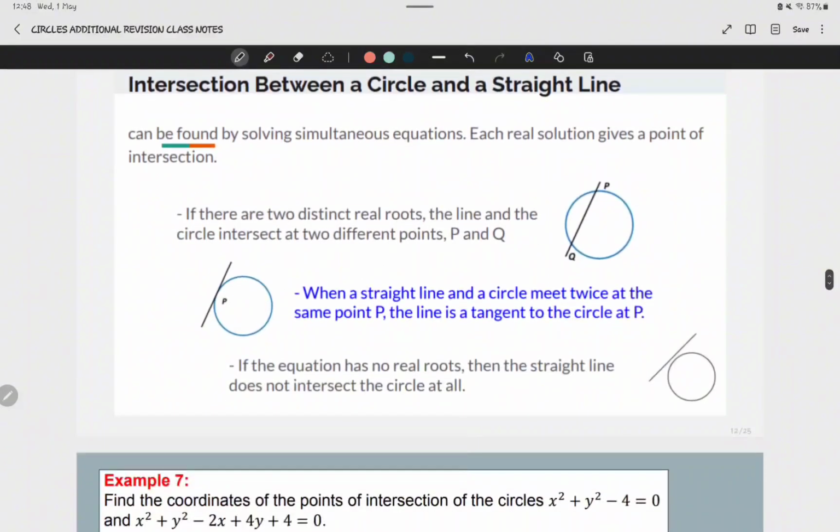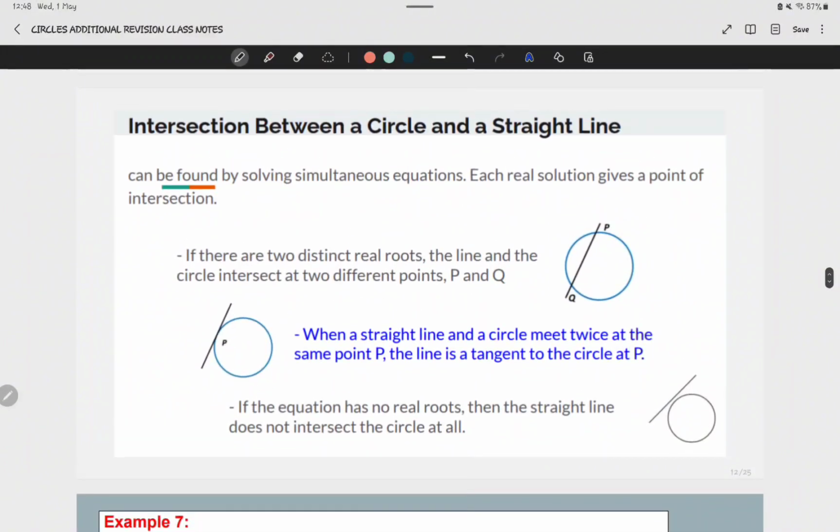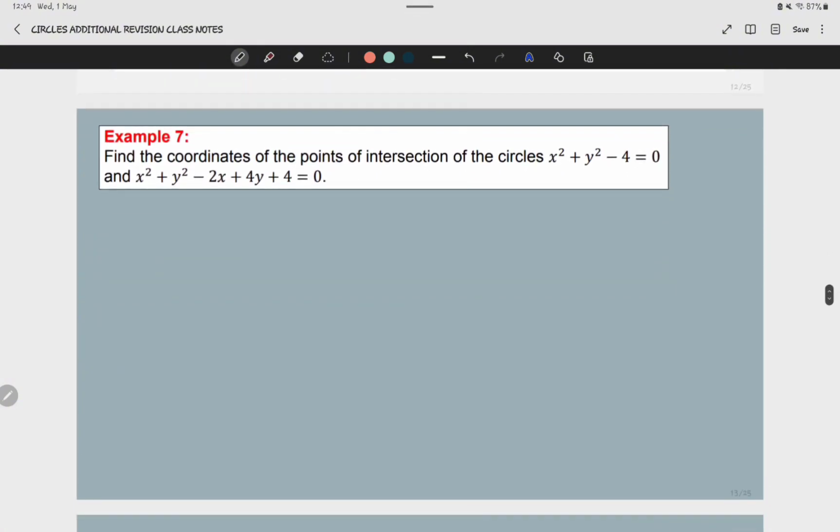Okay, so here we can solve it by using simultaneous equations. Each solution gives a point of intersection. So if there are two, alright, here we can see that there are 3 possible situations: 2 intersections, 1 intersection or no intersection at all. Okay, so here given the equations, we find the point of intersection of 2 circles. So as I said, you read the question, find the coordinates of the points of intersection. Means there will be 2 points of intersection, usually 2, it's either 2, 1 or none.